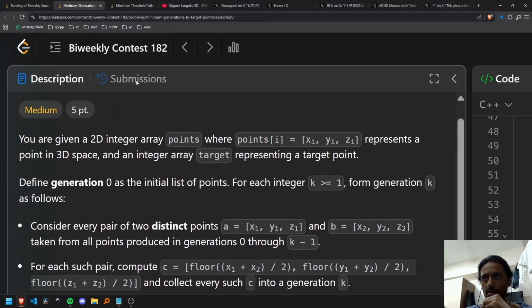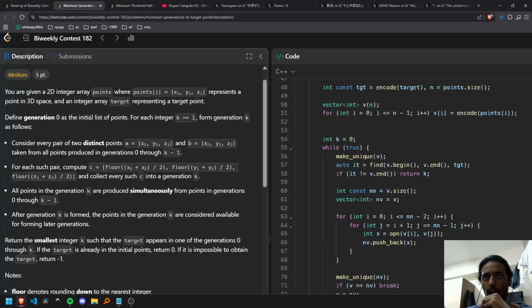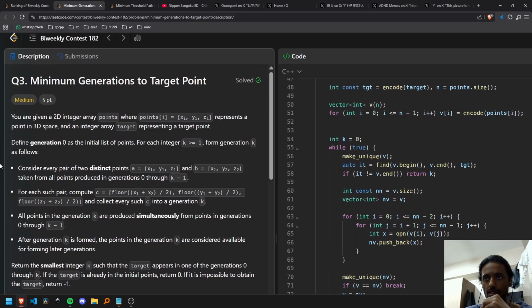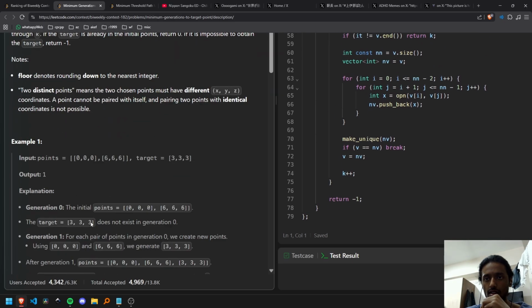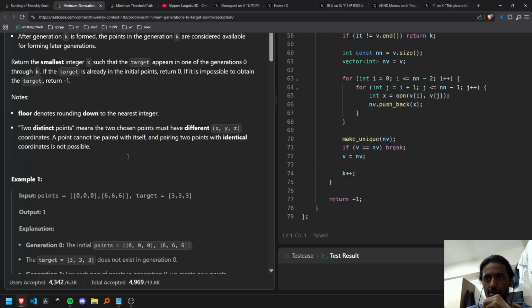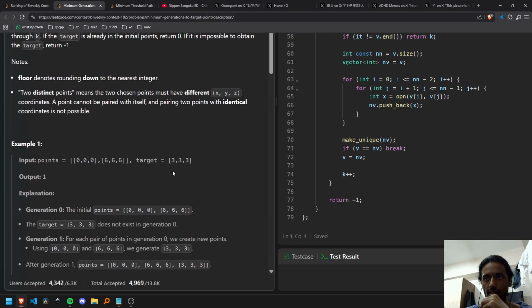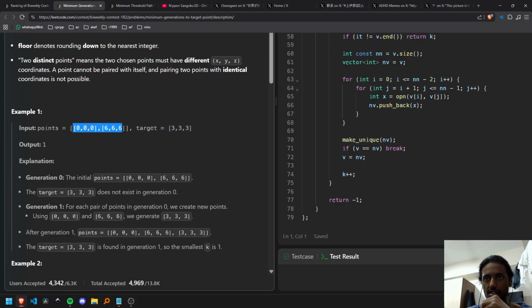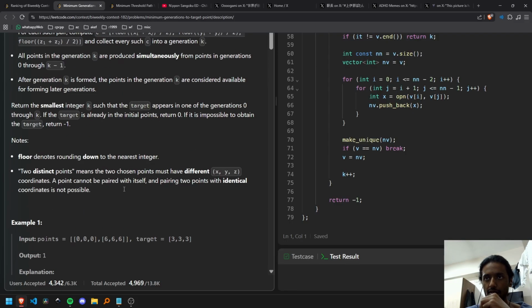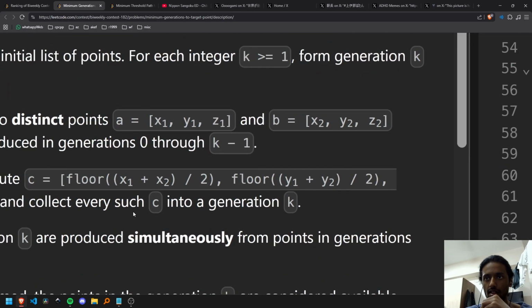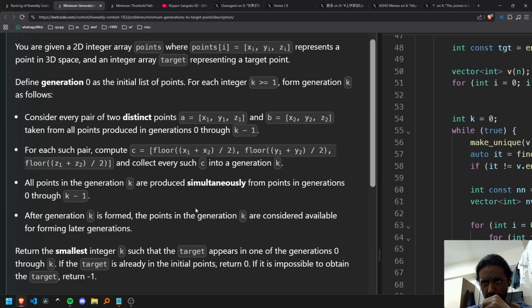Q2 was an interesting problem as well. Basically, we are given n 3D points, x comma y comma z, and a target, and we have to find the number of iterations such that the target exists in our points array. The operation we do in every iteration is we select every distinct pair and merge them like this, basically (x1 + x2) by 2, (y1 + y2) by 2, and (z1 + z2) by 2.